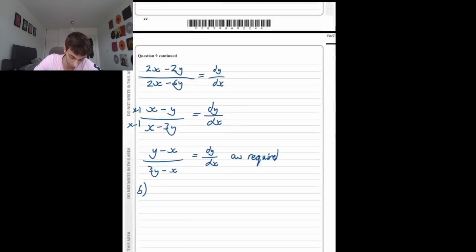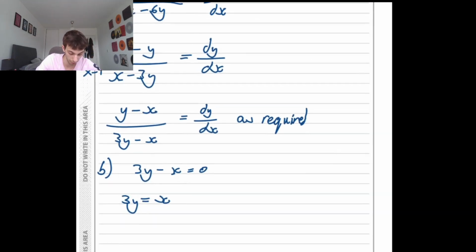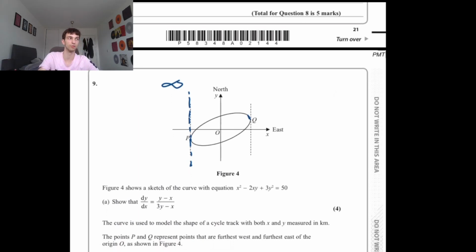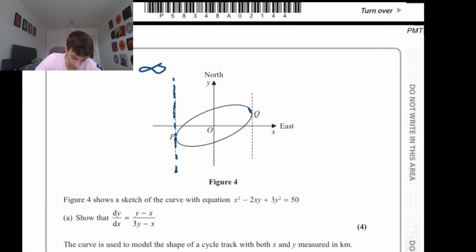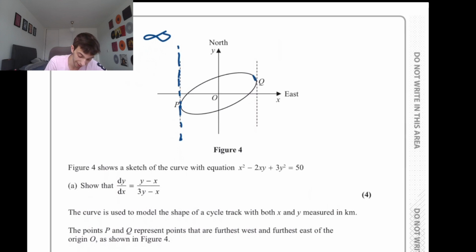So what do we have for part B? We have that 3y minus x must be equal to 0. So we have that 3y equals x at the point P, in order to have this vertical tangent, this dy/dx being undefined. So from here, what do we do? Because we know that 3y must be equal to x, we can now plug it into the equation of our curve to find the solution for either x or y.